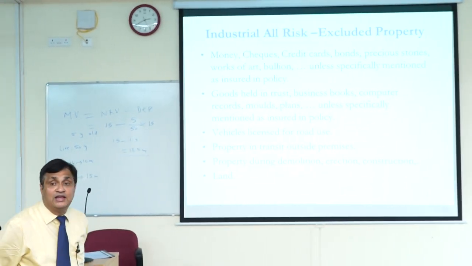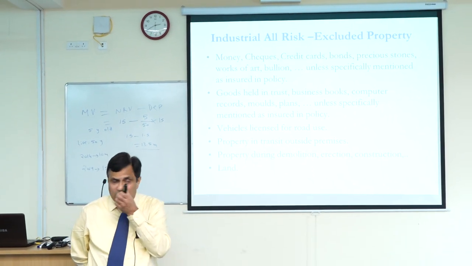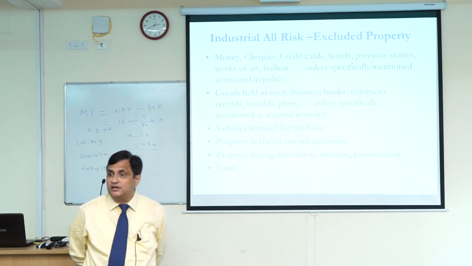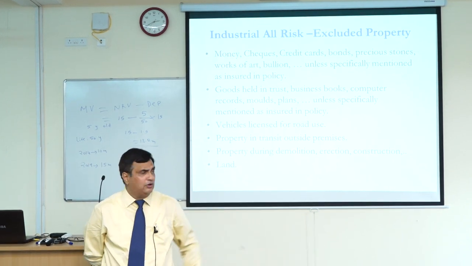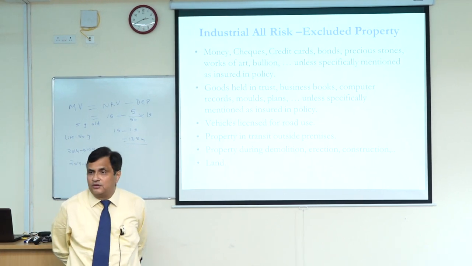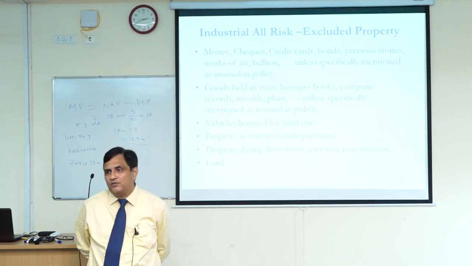Next thing is vehicles licensed for road use. You should cover it under motor insurance. They are not covered under your fire policy. Property in transit outside premises is covered under a marine policy, not under the IR policy. Property during demolition, erection, construction is not covered. And as you know, land usually is not a subject matter of coverage.